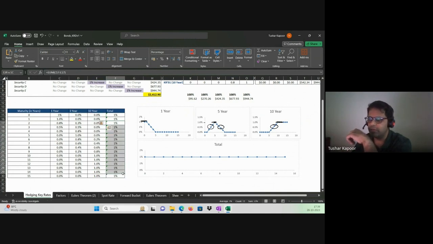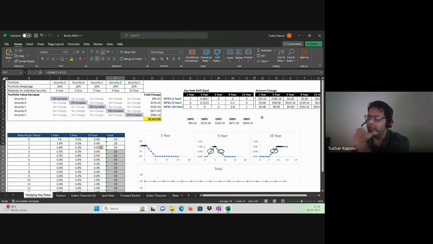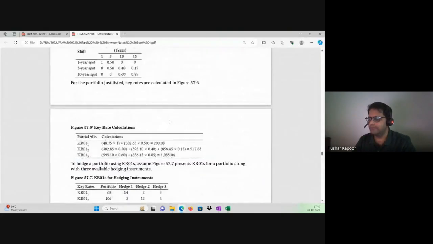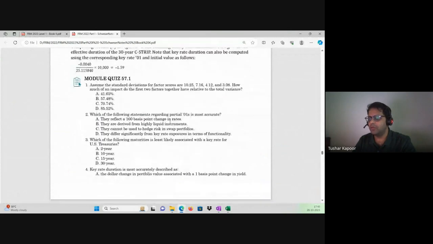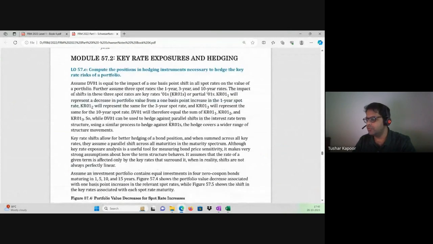what we get is a 1% change, or the shift in the yield curve, effectively, is what it means to say. Now, this is effectively what we have been talking about: key rate exposures and hedging.